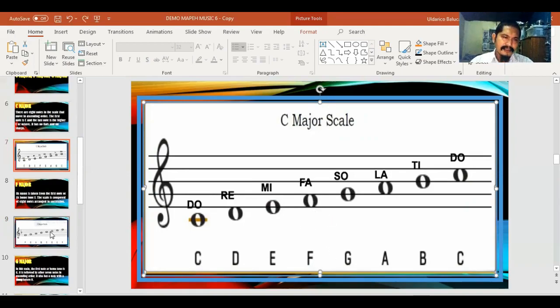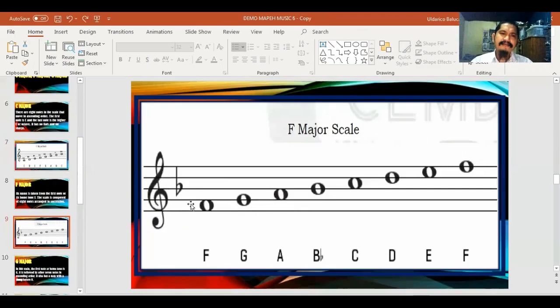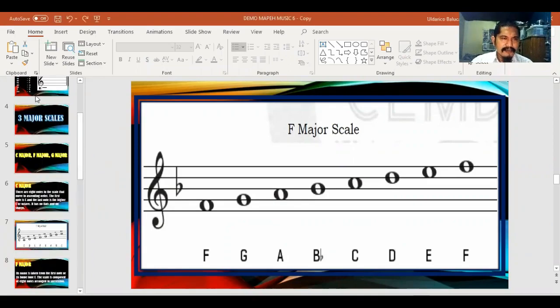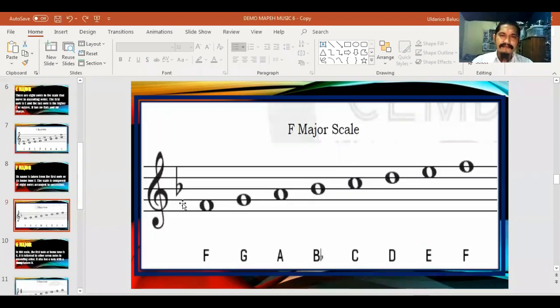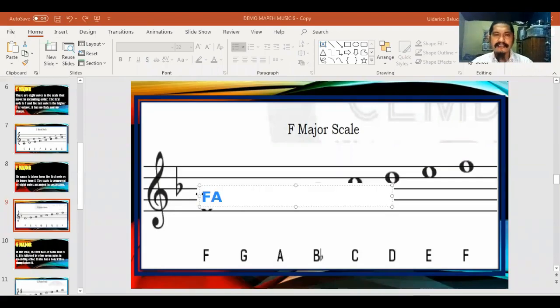So, in the F major, dito siya magsisimula sa first space. And what is the corresponding solfa syllable of the pitch name F? The corresponding solfa syllable of the pitch name F is fa, di ba? Ayan, fa. So, magsisimula tayo sa fa. So this one is fa.